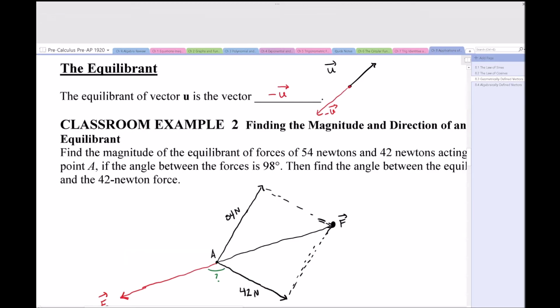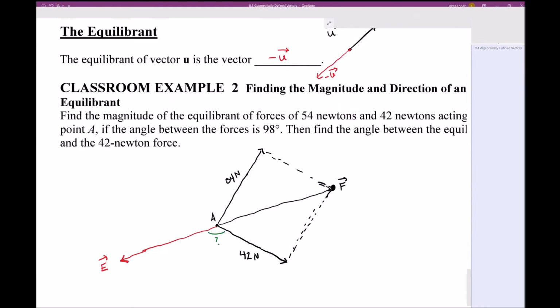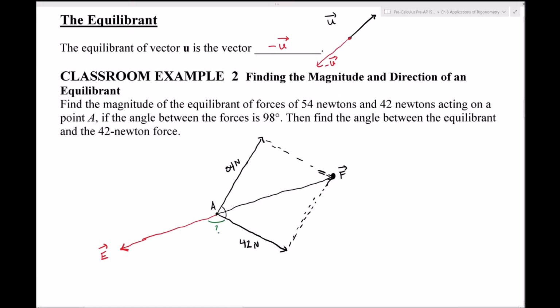Now what they did give me, however, is that the angle between these two forces is 98 degrees. So I might want to find out what this angle is first by using the properties of parallelograms. 98 and that one are supposed to add up to 180. So 102? No, sorry, not 102. 82? That was way off mathematically. So that's 82 degrees. So 82 plus 98 is going to be 180.